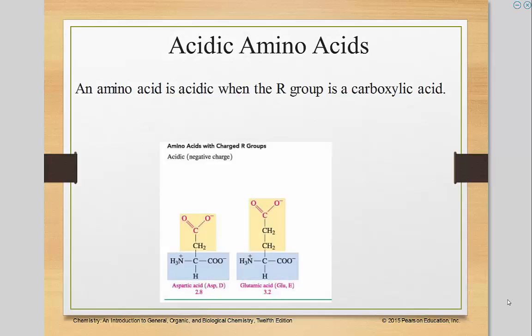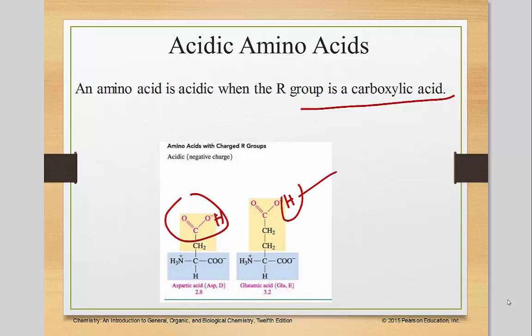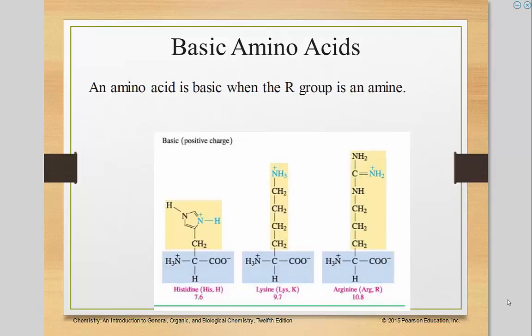An amino acid is acidic if the R group is a carboxylic acid. So here, ordinarily, we would have the COOH. Then that hydrogen is given up to make carboxylate. An amino acid is basic if the R group has an amine, which means it can absorb a hydrogen with that lone pair it has.